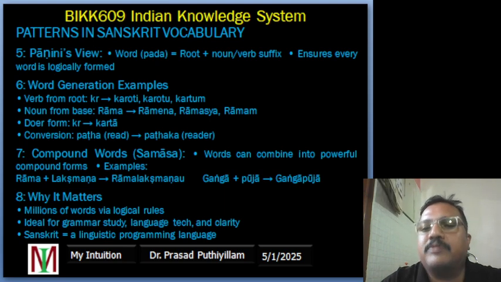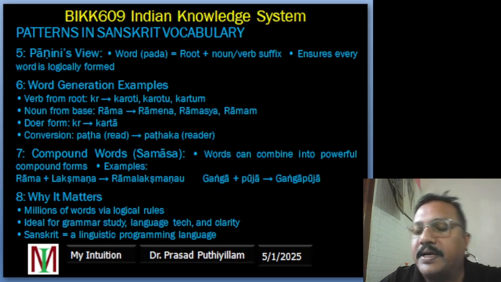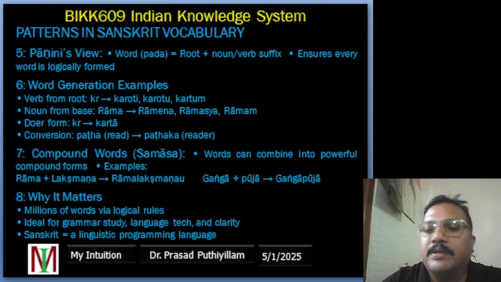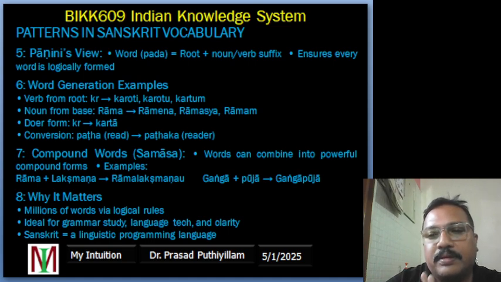So Sanskrit allows words to change from a noun to a verb and vice versa using suffixes. For example, patha means to read, pataka means the reader. This flexibility in word formation makes Sanskrit expressive, unique and versatile. Now we come to the compound words, or samasa. Sanskrit is excellent at forming compound words by combining two or more words.